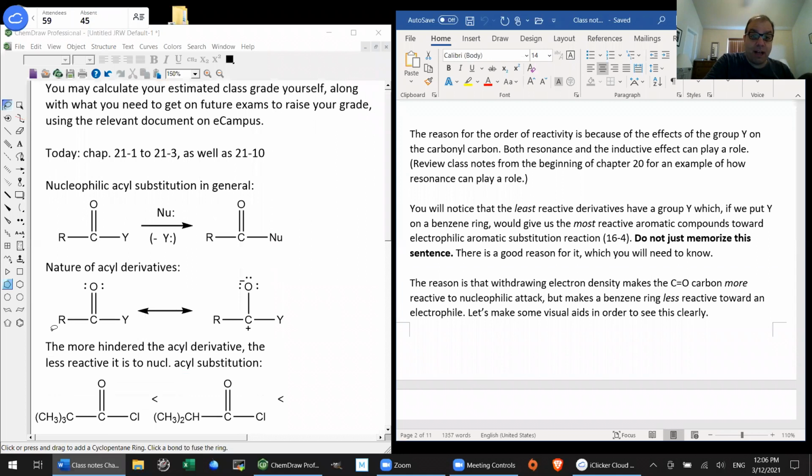We've already covered the nature of the carbonyl group in general. Everything we've said still applies to acyl derivatives of this type. Of course, the major contributor to the structure of the molecule is this one here with no charges on any atoms. This structure does play a role, though. And of course, depending on what Y is, that group is also going to affect the reactivity of this carbonyl carbon.